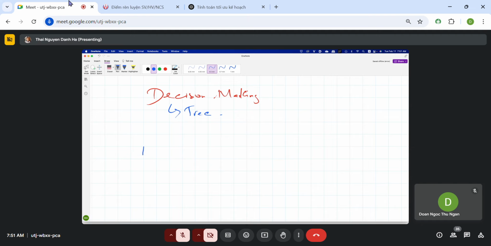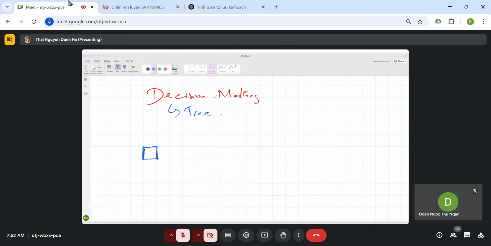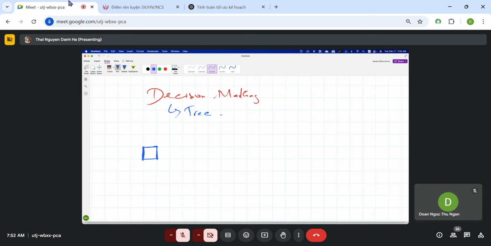The first one is the node of decision, and it's the shape of the position of the decision. And the state of nature is the row, right? Square and row. This is the decision or event. This is the states of nature.